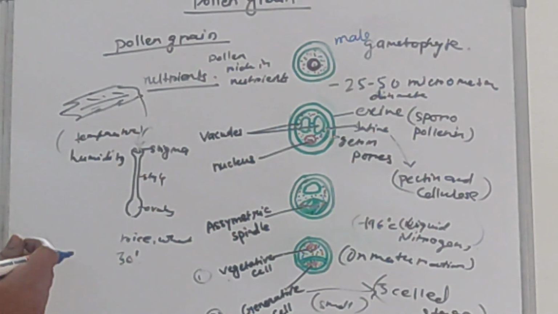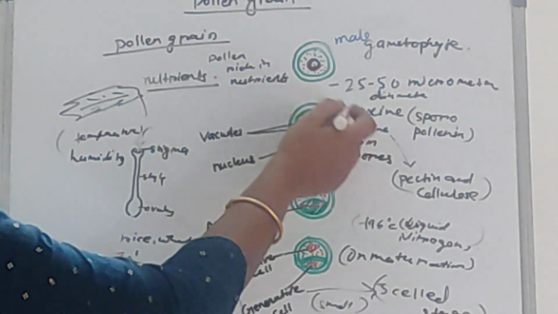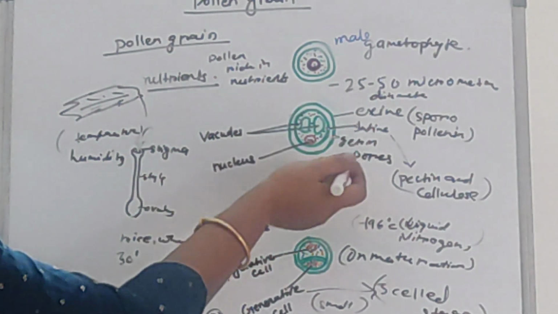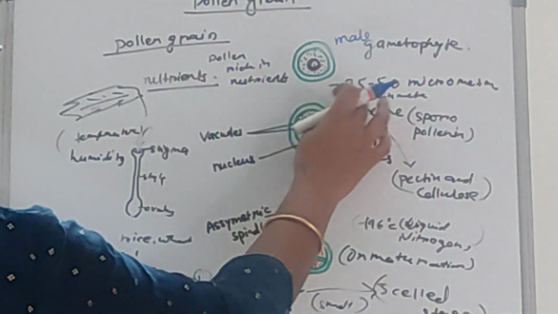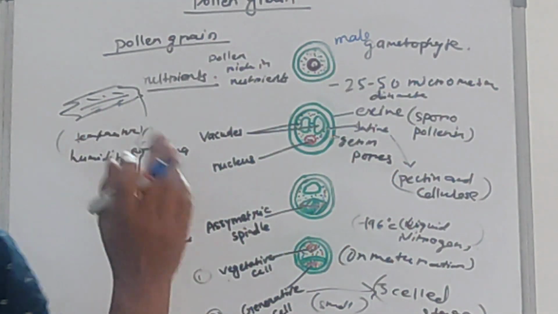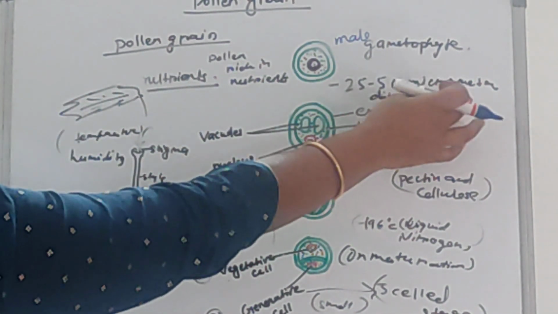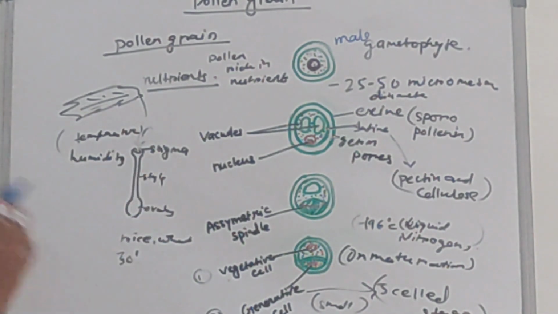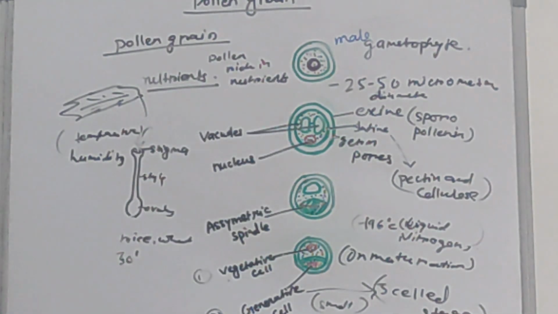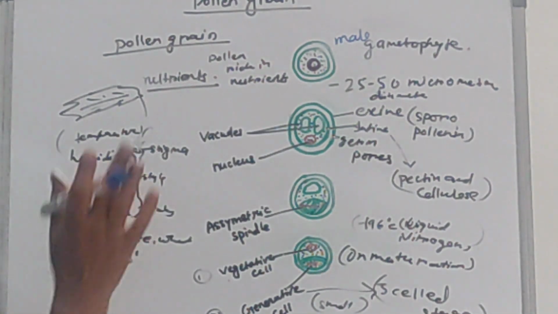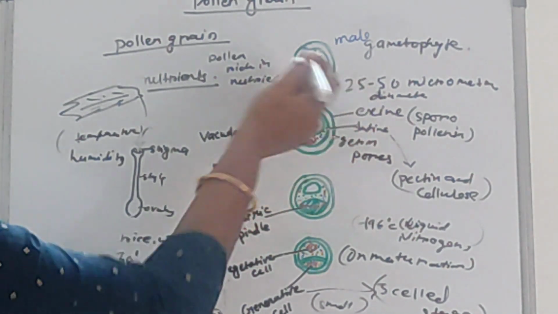Now we are going to learn what the structure of pollen grain is. The pollen grain is generally spherical in shape and measures about 25 to 50 micrometers in diameter. See here, it has a prominent two-layered wall. The pollen grain has a two-layered wall.